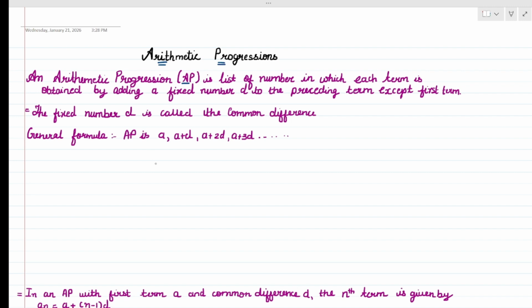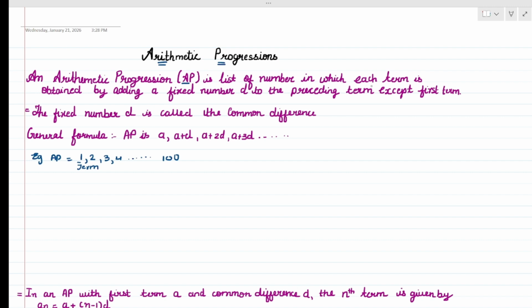What is this each term? Suppose we are taking an example of AP: 1, 2, 3, 4 up to 100. This 1, this 2, this 3, these are called each term.